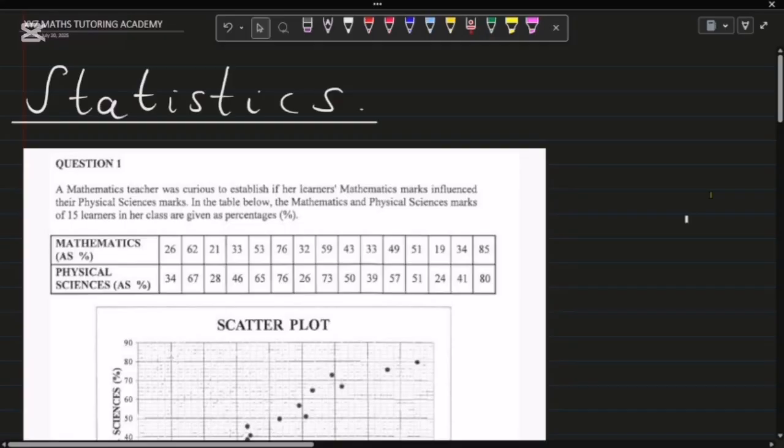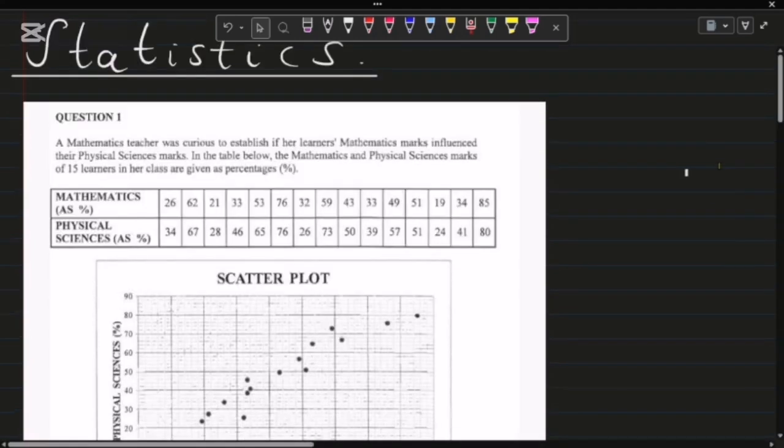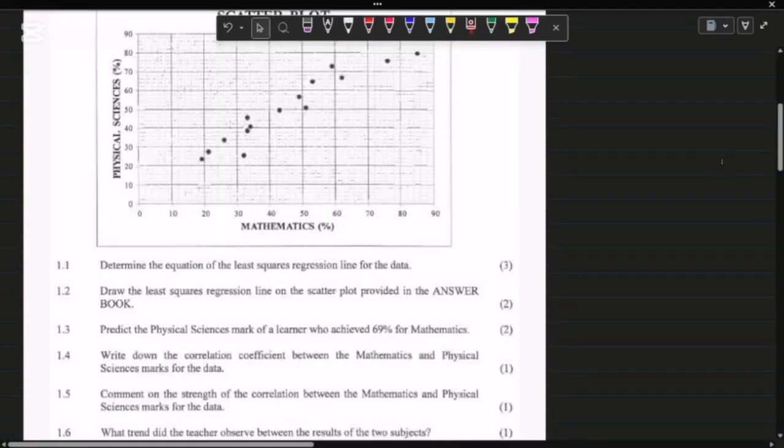Statistics. Hey guys, in this session we are working on solving past exam questions associated with statistics. Okay, so we are still busy with the topic of statistics. Now, in this session, I want us to complete this question.